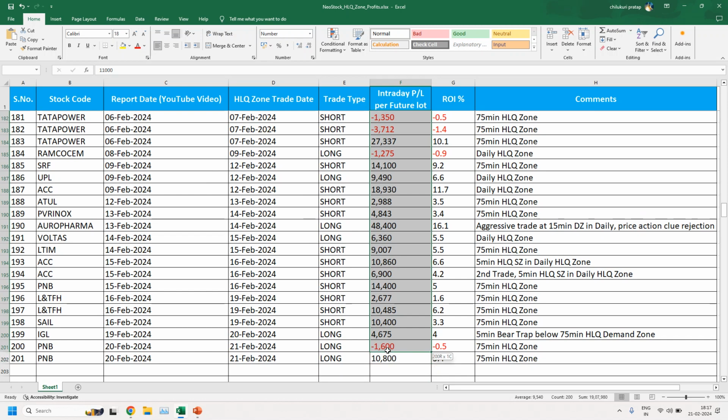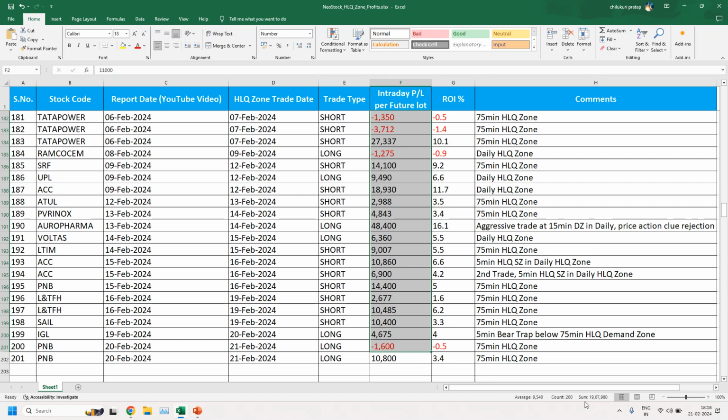So 201, but I am calculating 200 only. Only 200 stocks I am calculating, and the total sum is 19 lakhs 7,980 rupees. That means close to 19 lakhs 8,000, or you can say 19 lakhs simply. See, your investment is only 2 lakhs for each future.